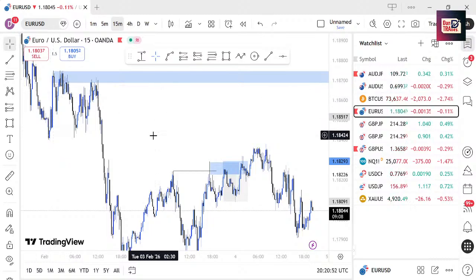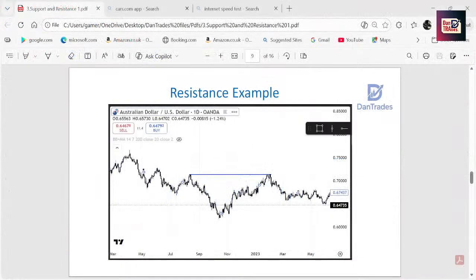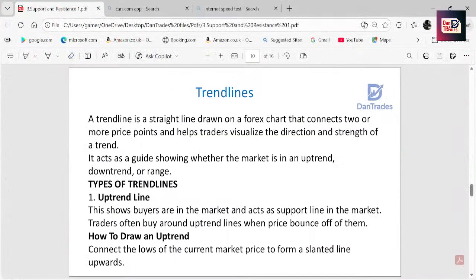There is support, there is resistance. Resistance is where you realize that price doesn't want to move any further. Price just wants to bounce back down. And support is where you realize that price doesn't want to move down either and wants to bounce back up. So that's it about support and resistance. You can continue. Then trend lines.